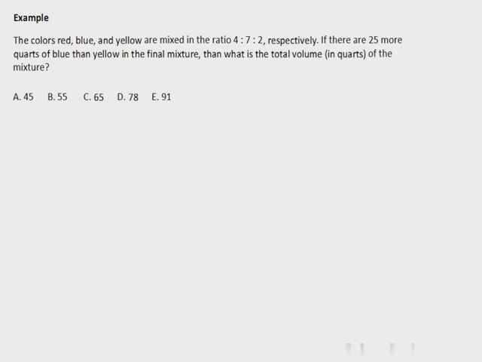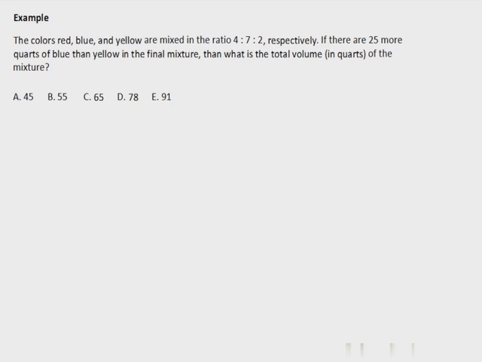Let's turn the question around. The colors red, blue and yellow are mixed in the ratio 4:7:2. Same thing. If there are 25 more quarts of blue than yellow, then what is the total volume? So this is the reverse of the earlier question. In the earlier question, they gave me the total and they asked me how much more of blue was there than red. Here they've told me there is 25 more quarts of blue than yellow. Find out what the total was.